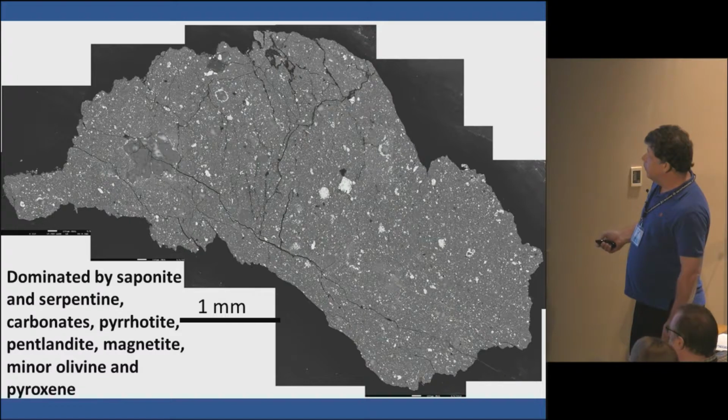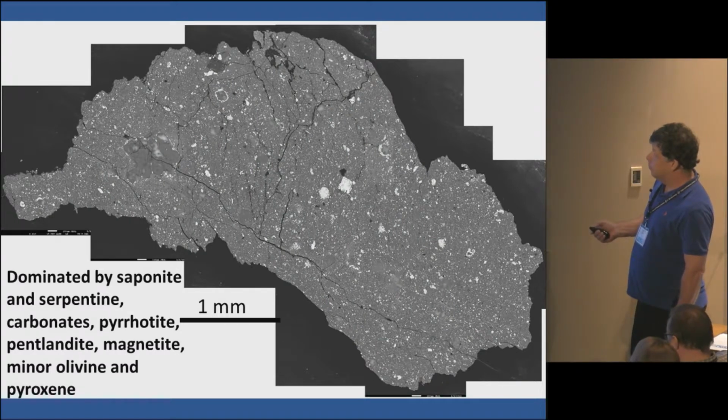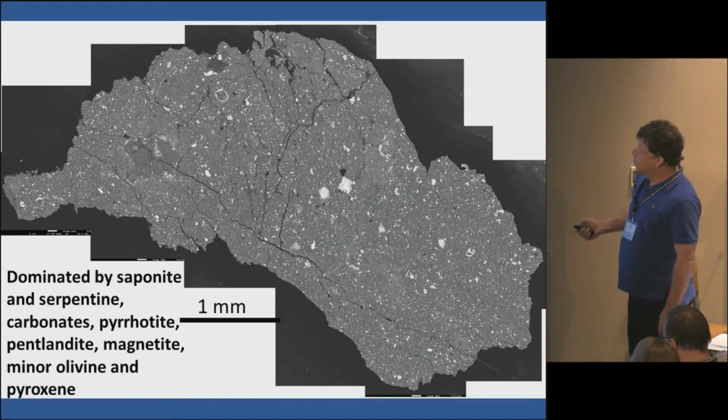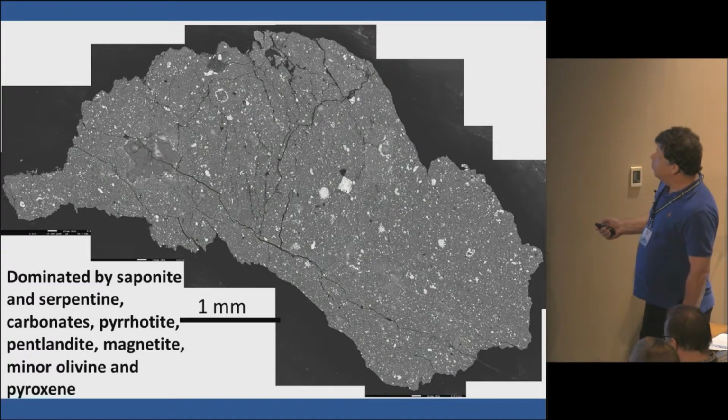It's mostly phyllosilicates. This is a BSE image, so the white things here are magnetite and pyrrhotite and pentlandite grains. There's no metal. This is a really big carbonate, big enough to actually do chronology on. And the dark areas here are grains of organics sitting in this, which is pretty cool.